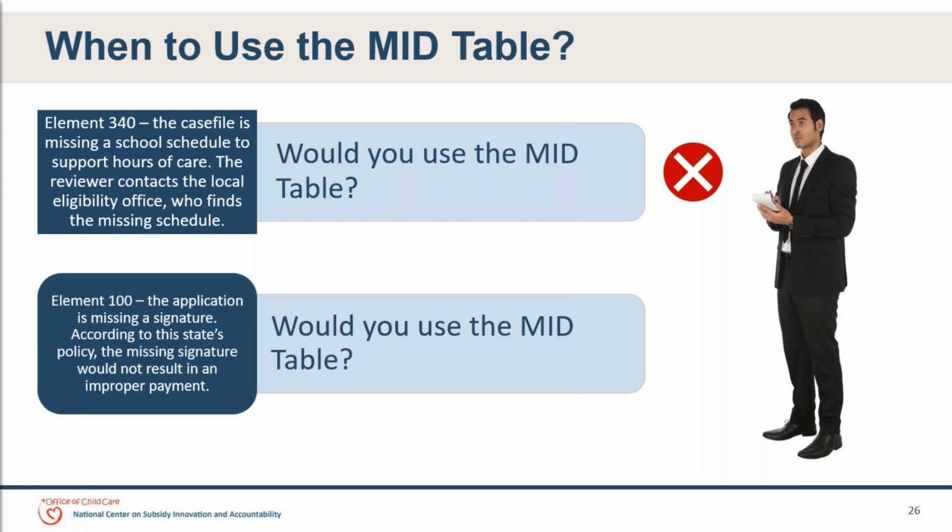Here's another example. Element 100. The application is missing a signature. According to this state's policy, the missing signature would not result in an improper payment. Mid table or no?